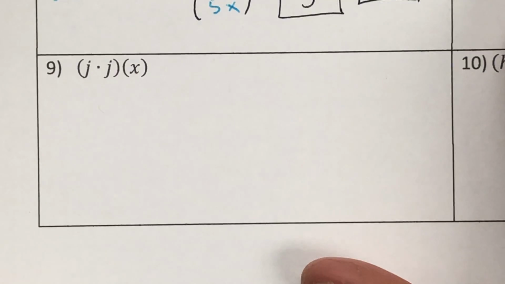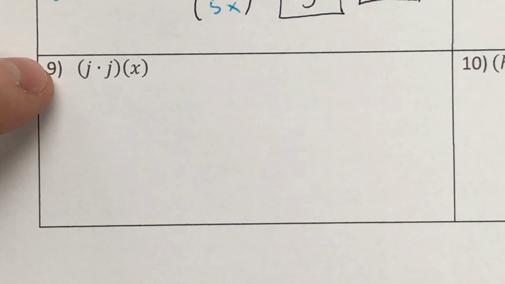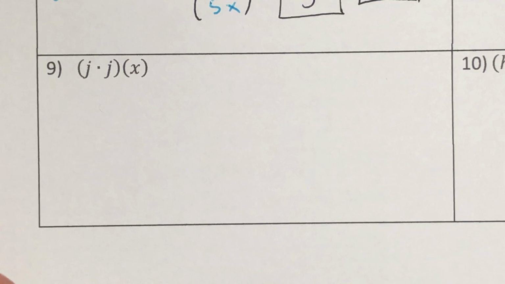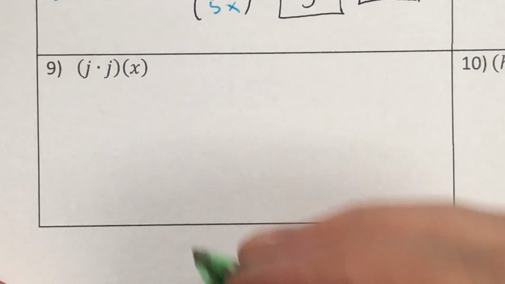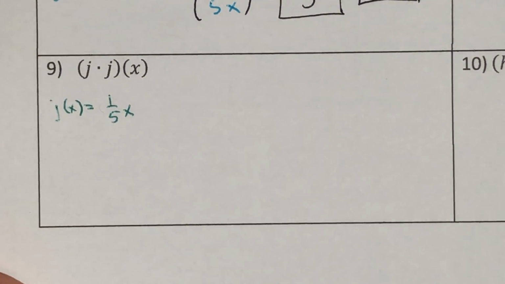And lastly, one of the things with function compositions that some people get uncomfortable with is I can take a function and multiply it by itself, add it to itself, subtract it from itself. Here I have j times j of x. So let's go ahead and define our j of x is going to be 1/5 x.